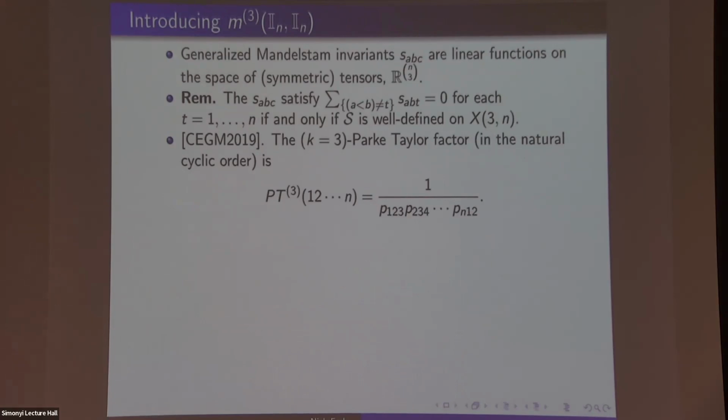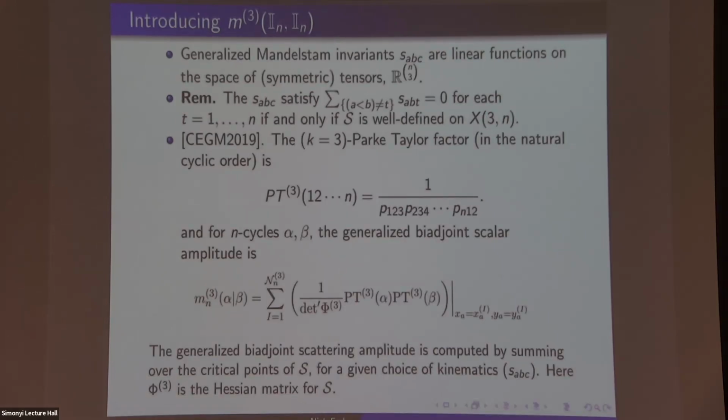Now the natural thing to do, remember the Parke-Taylor factor is 1 over the product of the cyclically consecutive minors. The natural thing to do is take 1 over the product of the cyclically consecutive 3 by 3 minors. Right, that makes sense. And you can define then in the exact same way a sum over all of the critical points of your log likelihood function. Take 1 over the determinant of the Hessian matrix. Take the product of the 2 Parke-Taylor factors associated to those cyclic orders. Evaluate at the critical point. And yeah, that was our defining formula for this amplitude.